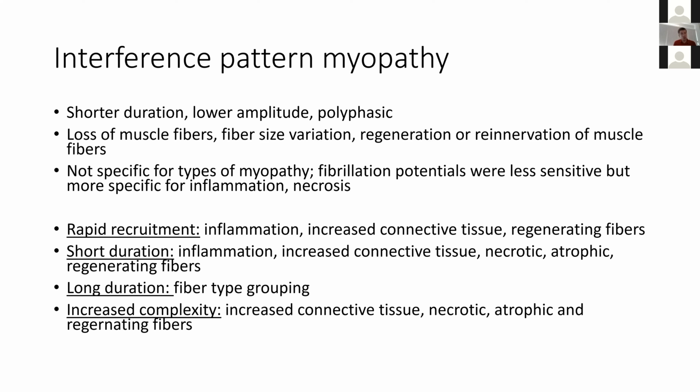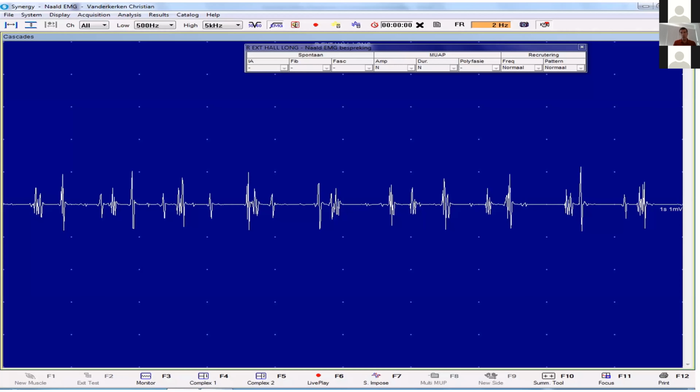We have increased complexity with increased connective tissue, necrotic, atrophic, and regenerating fibers. So this is very typical for interference pattern of myopathy. In this sample, we see a couple of small polyphasic motor units. So we could consider, okay, is this a myopathic condition, yes or no?